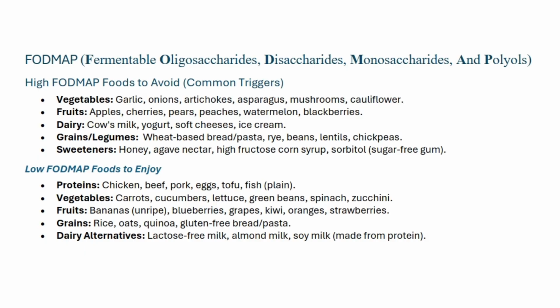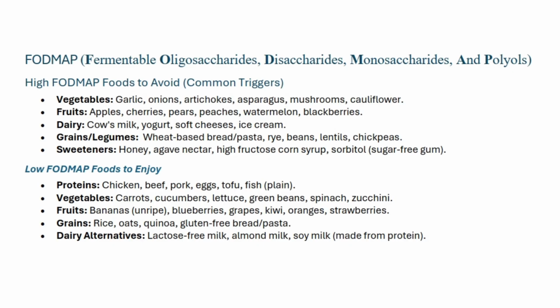FODMAP, which stands for fermentable oligosaccharides, disaccharides, monosaccharides, and polyols, identifies specific carbohydrates that can trigger digestive issues, particularly in individuals with conditions like SIBO, small intestinal bacterial overgrowth. High FODMAP foods to avoid include certain vegetables such as garlic, onions, and mushrooms. Fruits, like apples, cherries, and pears. Dairy products, including cow's milk and yogurt. Grains and legumes, such as wheat and beans. And sweeteners like honey and high fructose corn syrup.